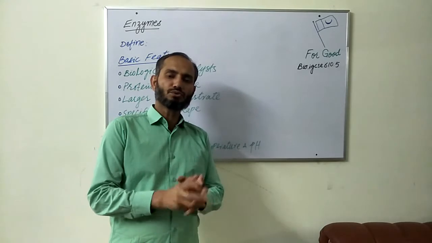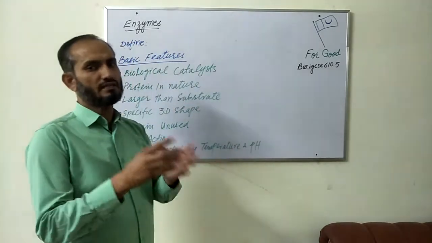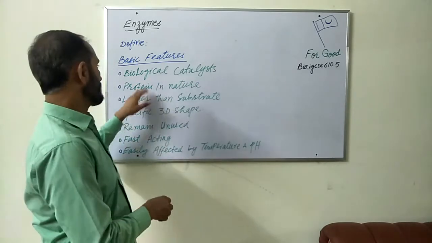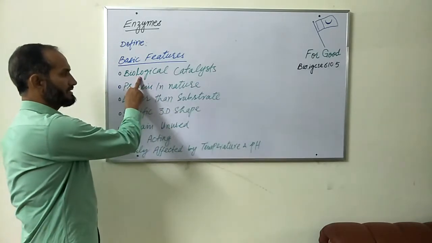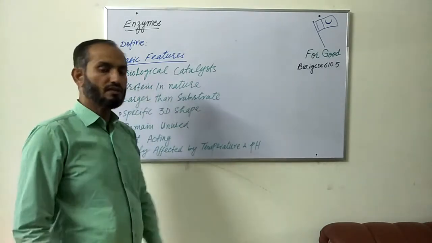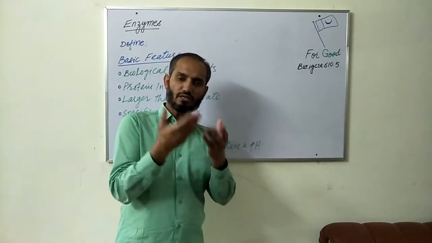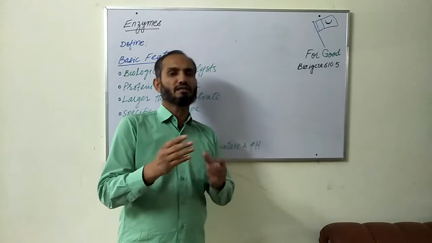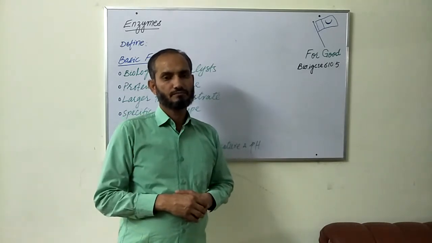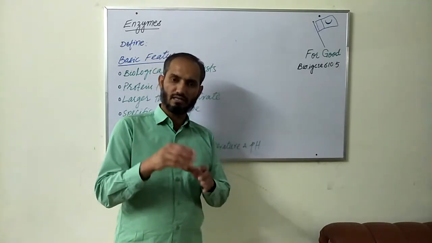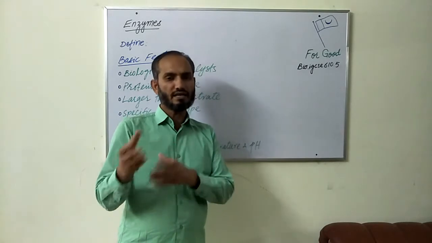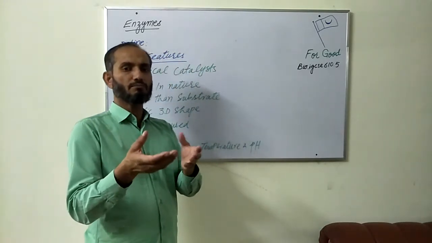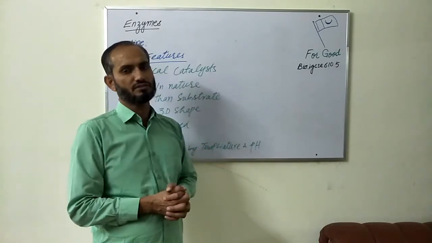If I define the two words biological and the catalysts, the simple meaning is that they are produced only by the living things. It does not mean that they work only inside the living things, but it means that they are produced by the living things. They can be working inside the living cells, and we can extract them from the living cells or the living organisms, and we can make them work in laboratory conditions.